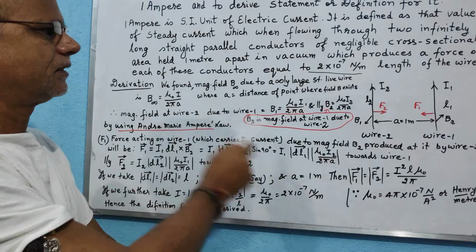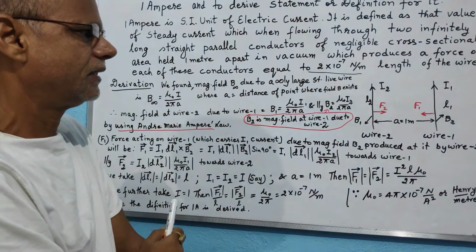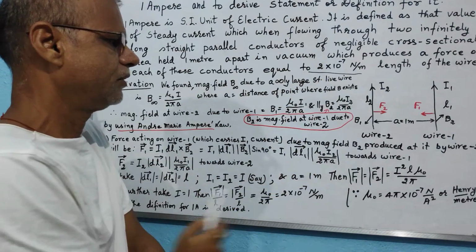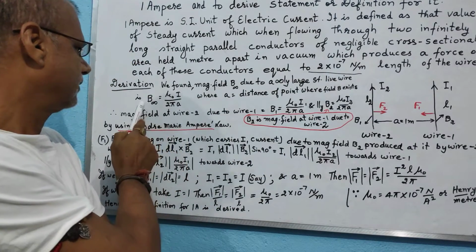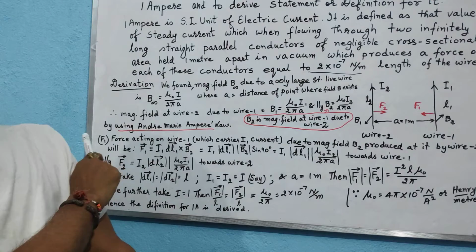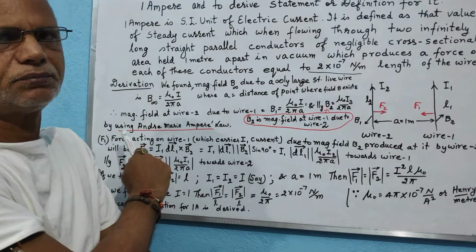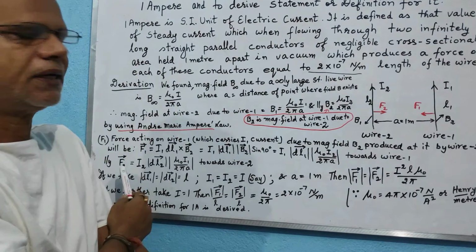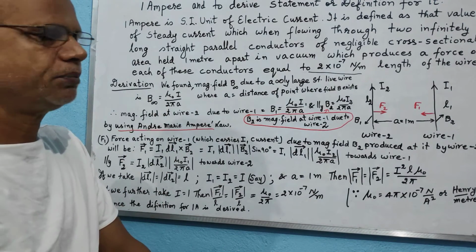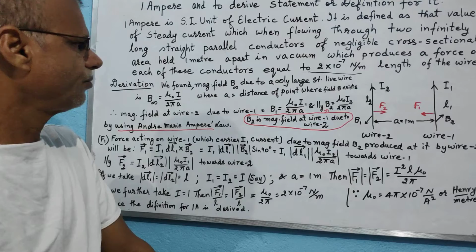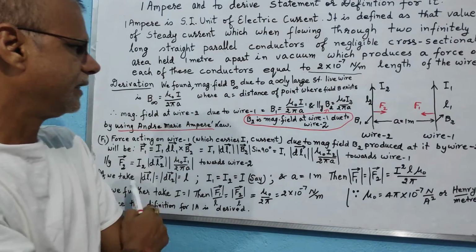We have already learned that for an infinitely long wire, the magnetic field produced by the wire carrying current I is equal to B infinity. We mention it for the infinite length of the wire. B infinity is equal to mu 0 I by 2 pi a. This we have already derived.